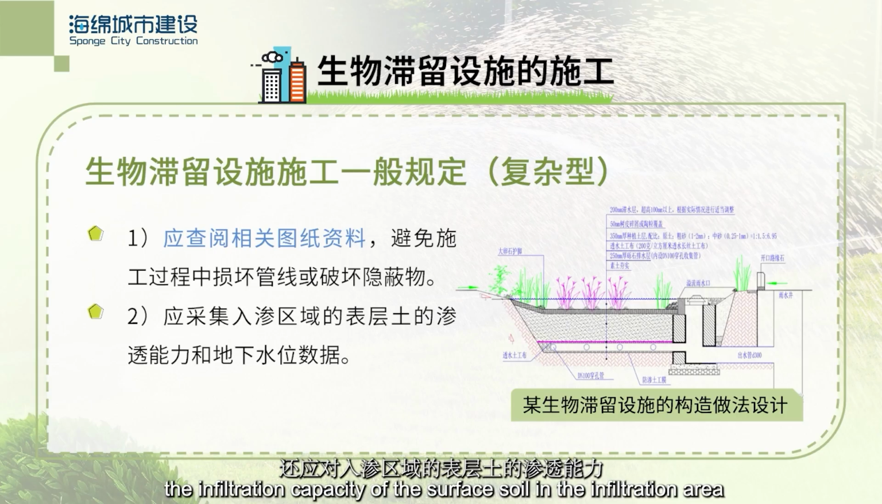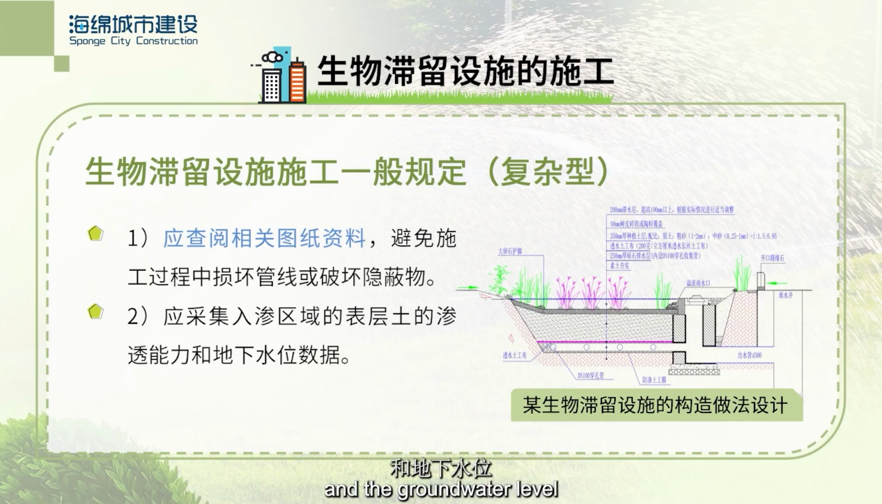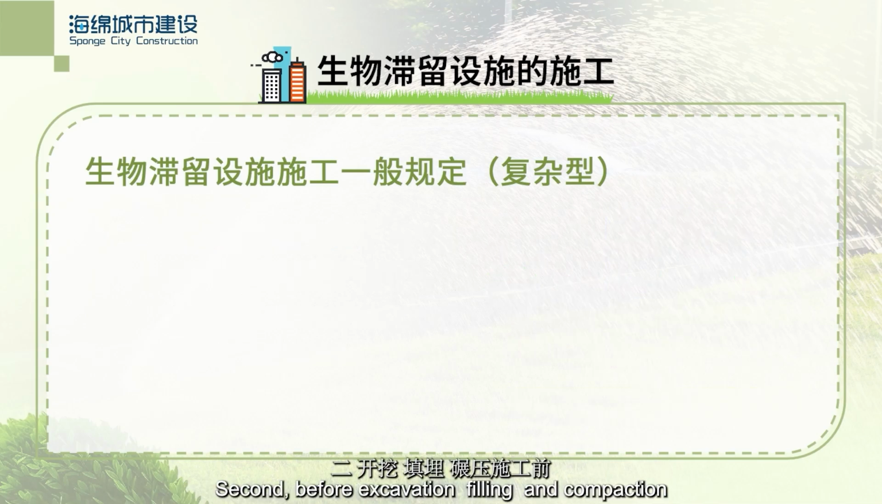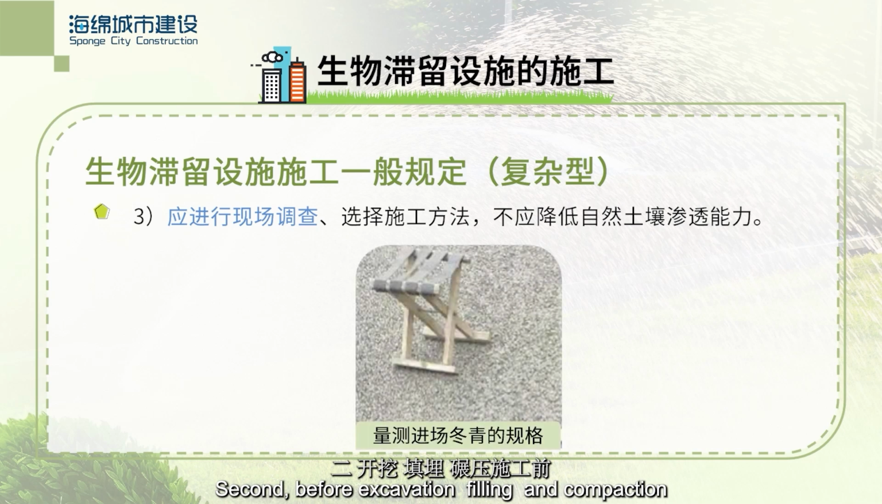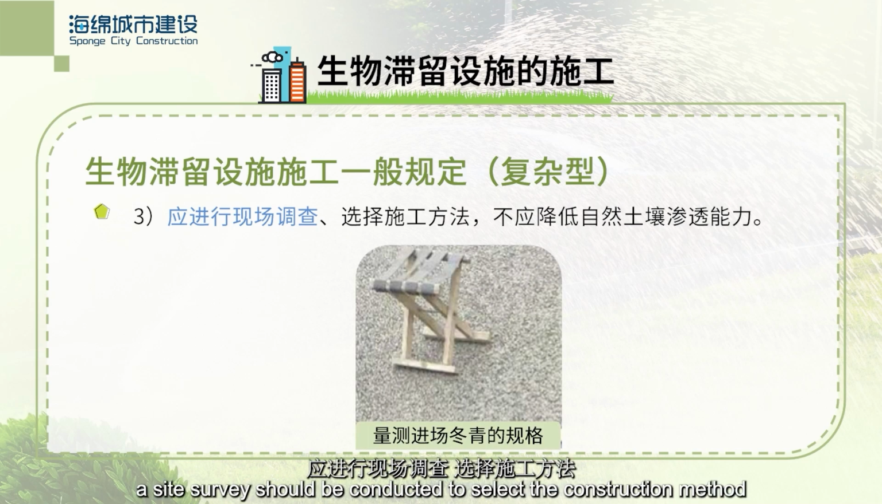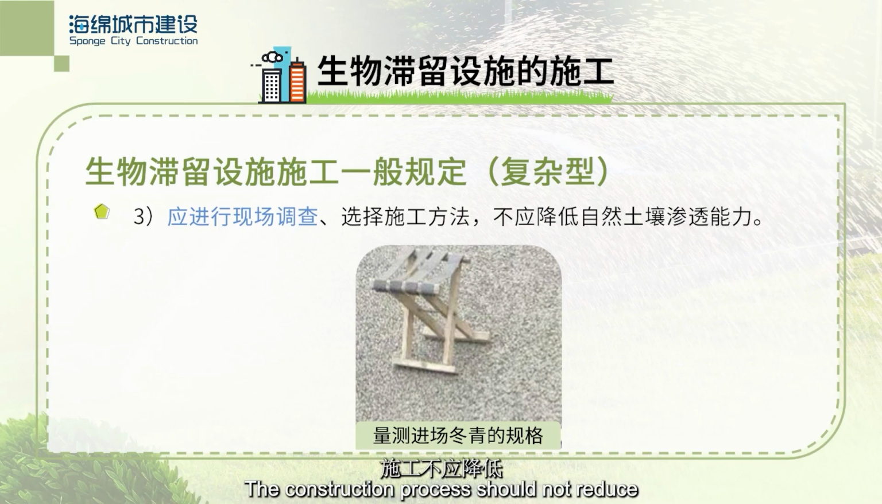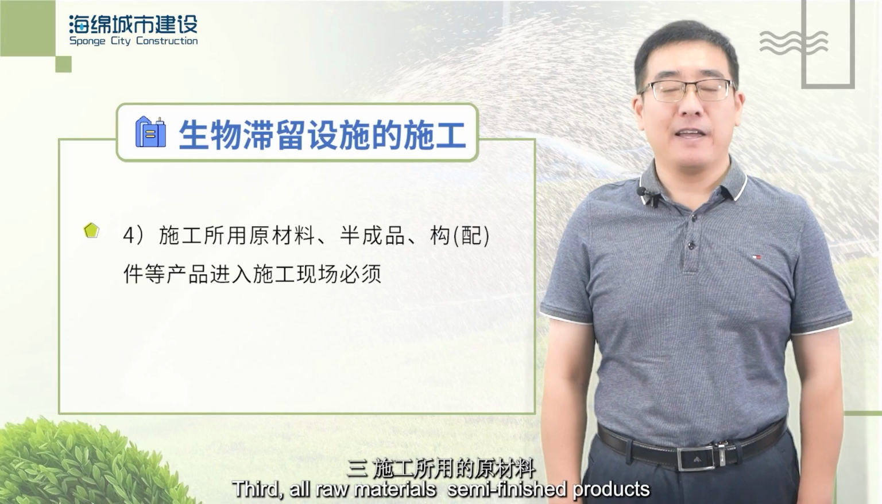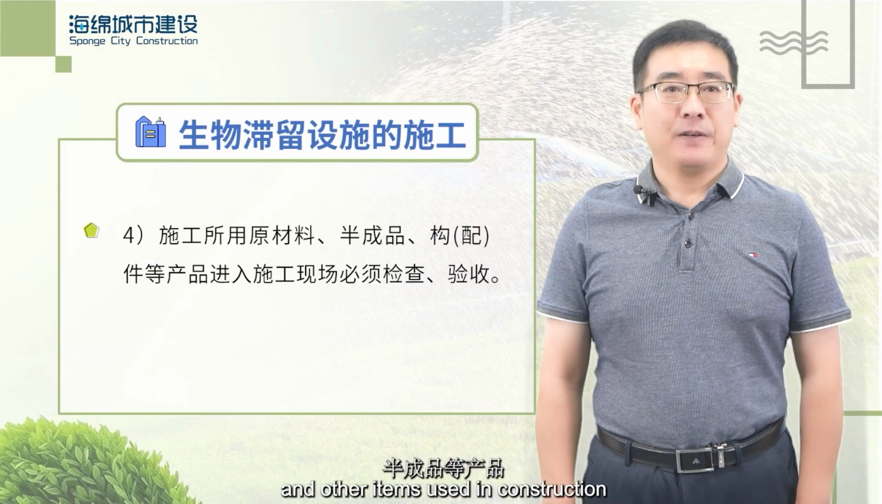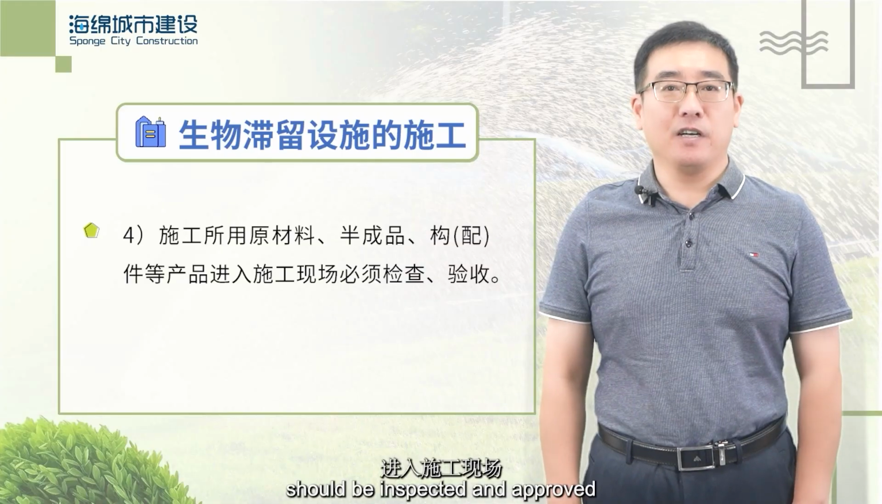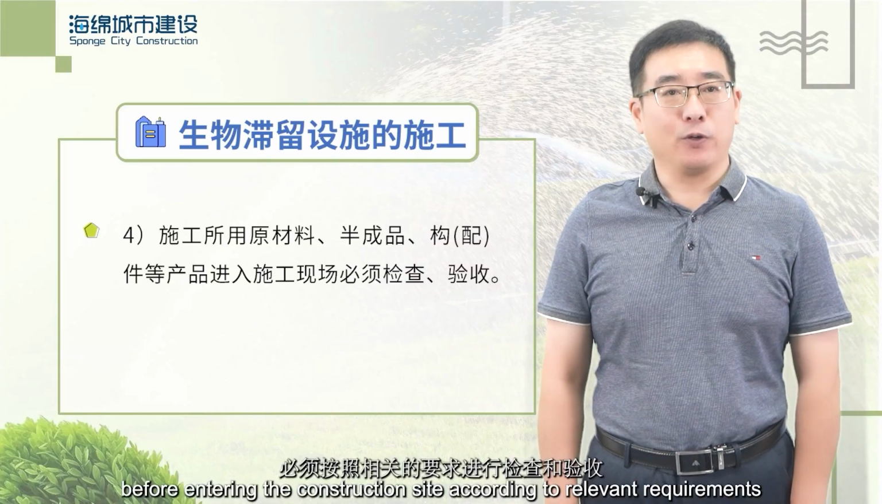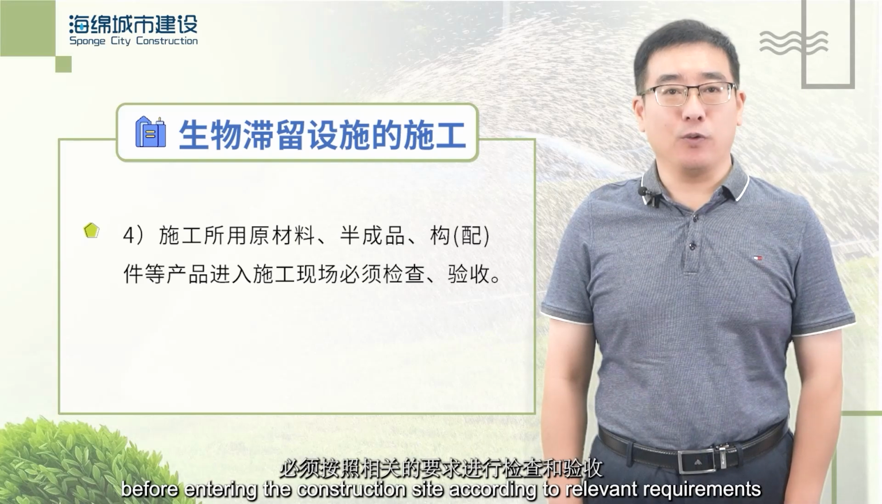Before construction, the infiltration capacity of the surface soil in the infiltration area and the groundwater level should also be recorded. Second, before excavation, filling, and compaction, a site survey should be conducted to select the construction method. An engineering plan and safety protocol should be prepared. The construction process should not reduce the natural soil's infiltration capacity. Third, all raw materials, semi-finished products, and other items used in construction should be inspected and approved before entering the construction site according to relevant requirements.